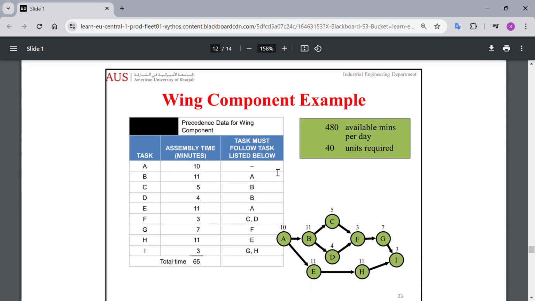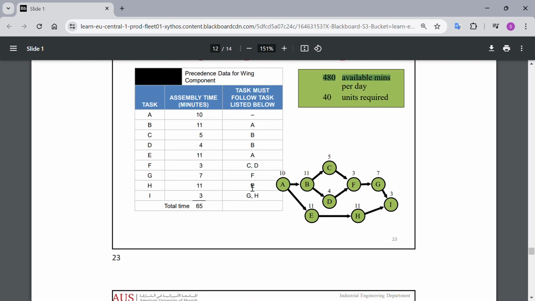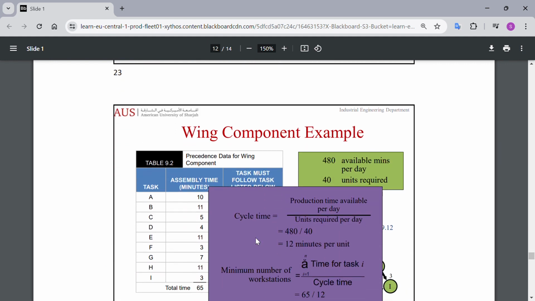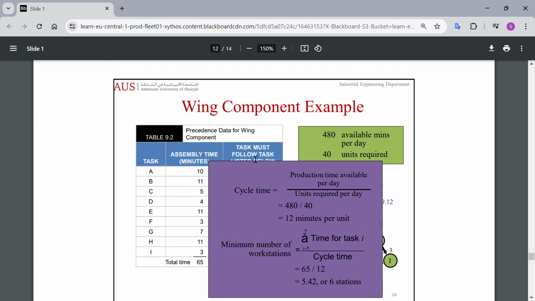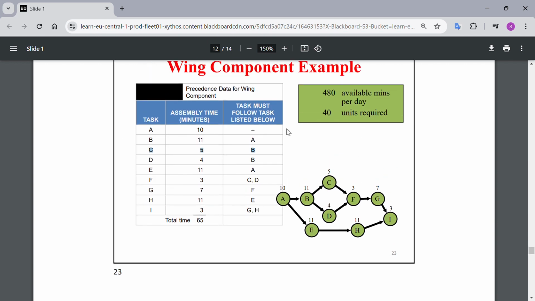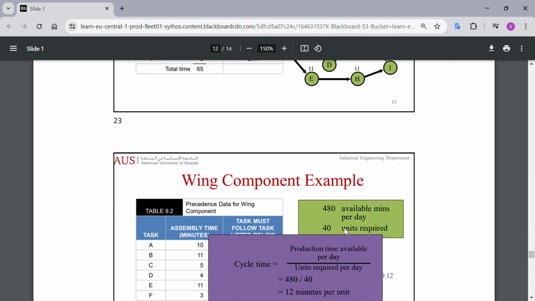As you can see here, this is the wing component example. We have 480 available minutes and 40 units. So there are some graphs: assembly time in minutes, and the tasks must flow. So the precedence relationships. As you can see, this is the precedence relationship, and it goes from 1 to B to D and C and F, and then G.